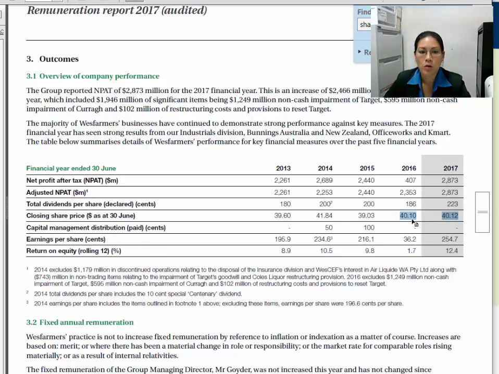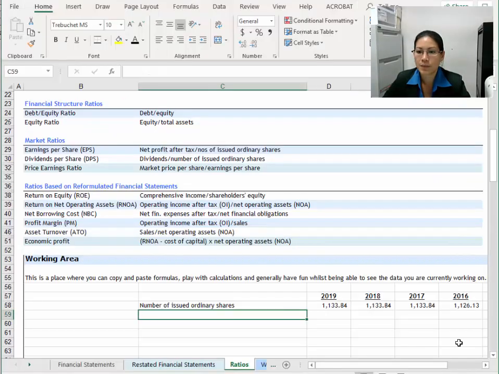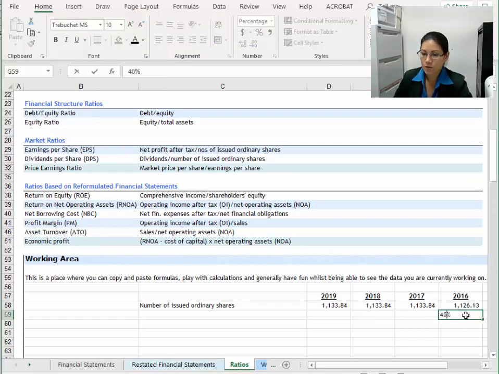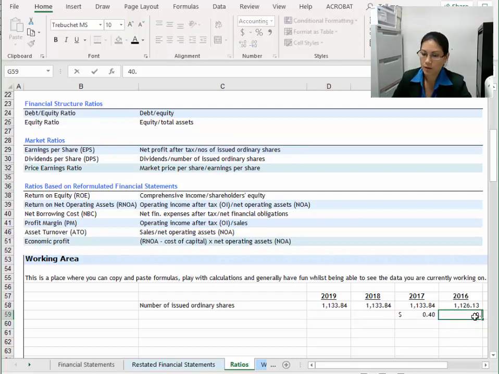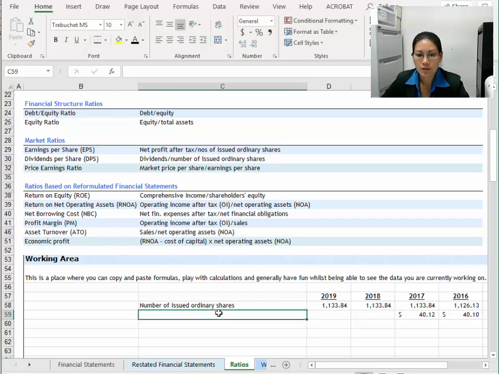I'll explain more about whether we enter them in dollars or cents when we talk about where we use them in the ratios. In this case, I'm going to put $40.10 and $40.12 into my two figures here, and we don't want them as percentages, we want them as dollar figures. Okay, so this is my market price per share.